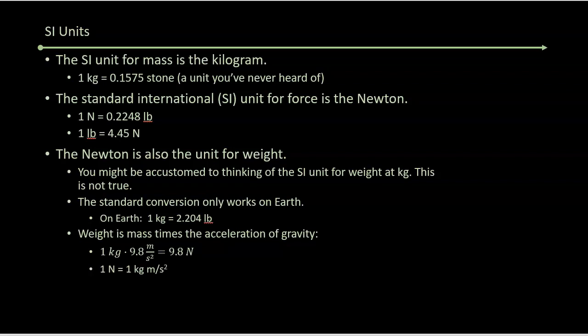The standard international unit for force is the Newton, and the pound is actually a unit of force. So 1 Newton is 0.2248 pounds, or 1 pound is 4.45 newtons. You're accustomed to converting pounds to kilograms. That skips a step, because the kilogram is mass, and to get to force, you need the acceleration of gravity. So 1 kilogram is 9.8 newtons. So you can see here, since 1 kilo is 9.8 newtons, 1 pound is 2-ish kilograms, right?